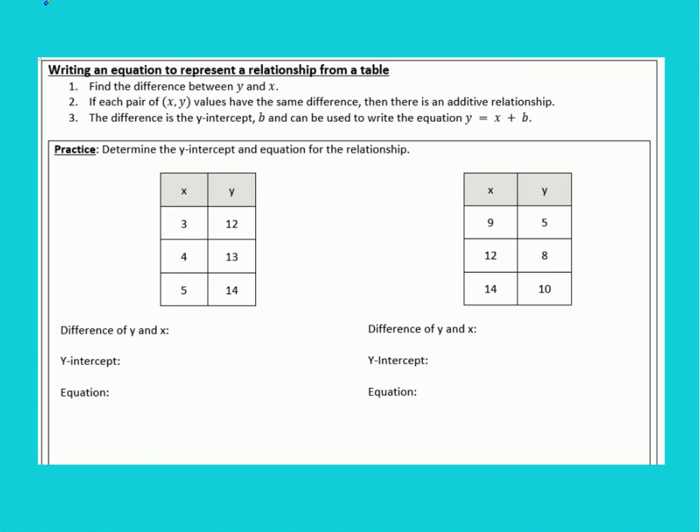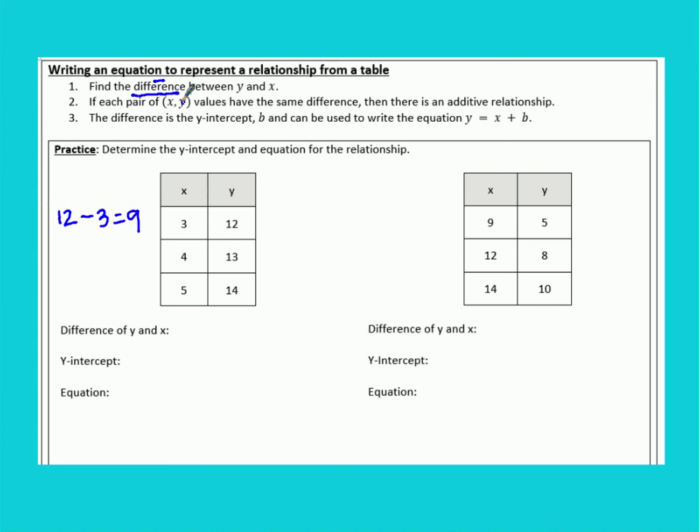So as we get into actually writing the equation to represent the relationship, we're first going to look at what we can do if we're given a table. The first step says to find the difference between y and x. Remember that difference means subtraction. So you want to start with your y and subtract x from it. So for this first pair, we have (3, 12). The y is 12 and x is 3, so 12 minus 3. That means the difference is 9.